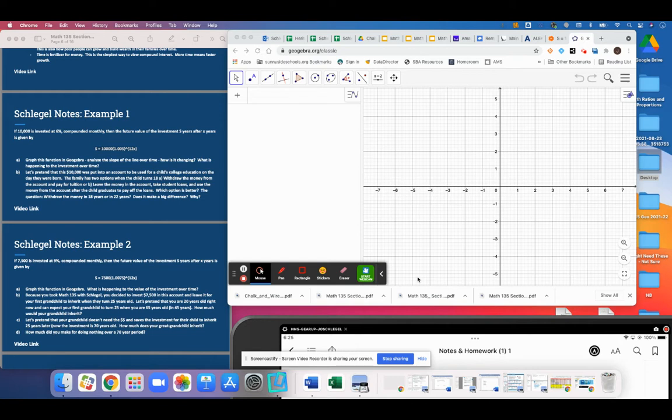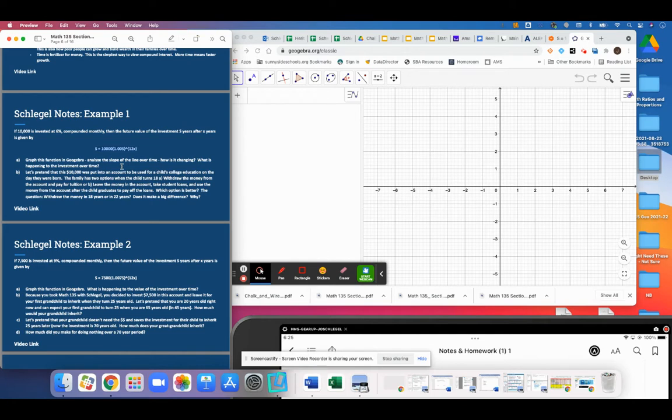Then the future value of the investment, S, and we are going to use the variable capital S for the future value of an investment through Chapter 5 and Chapter 6. It's kind of weird, I get it, but S is the standard variable for the future value of an investment, after X years, is given by that function right there. We're asked to graph this function in GeoGebra and just sort of analyze what's happening to it over time.